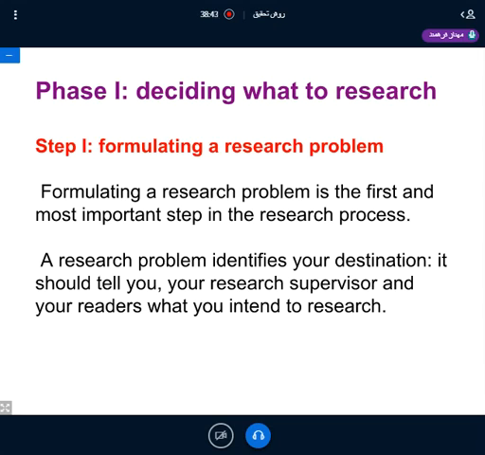A research problem identifies your destination. It should tell your research supervisor and your readers what you intend to research. So designing and formulating a research problem is the most important step in the research.